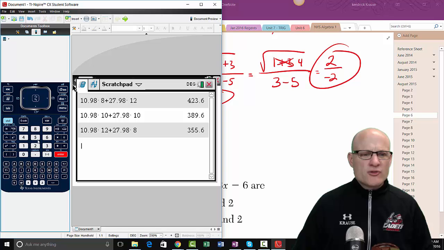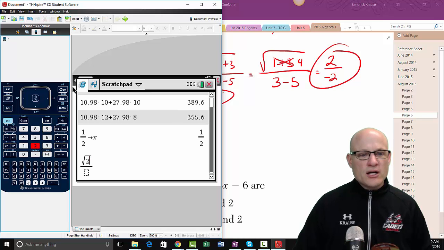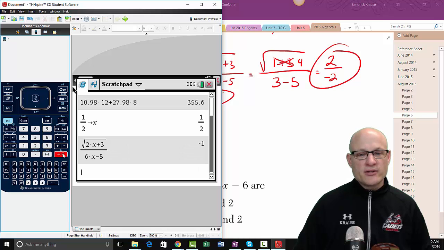I'm going to take a half, 1 divided by 2, and store it into x. You can do this on the 84 as well, it just doesn't have the nice looking format for this. So we're going to do square root of 2x plus 3, all over 6x minus 5, and hit enter. And look at that, negative 1. Boom. Done.